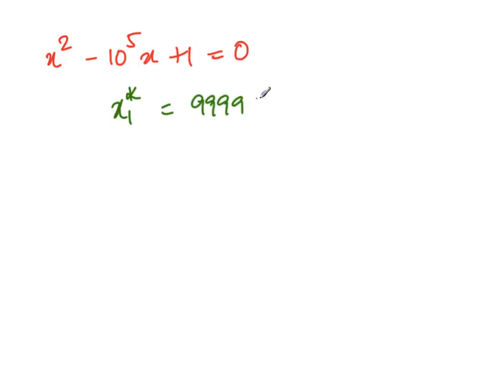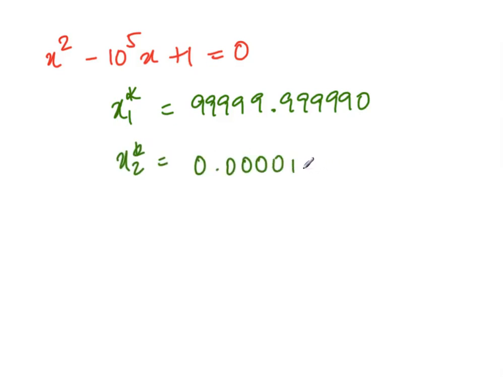So here is a particularly bad example to illustrate this. If you take x squared minus 10 to the 5 x plus 1 equal to 0 as your quadratic, then in this case the real x1 star happens to be 99999.999999, and the real x2 star is a very small number. So x1 star is almost 10 to the power 5, and this thing is almost 0.